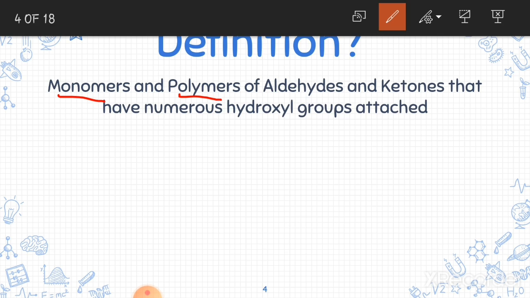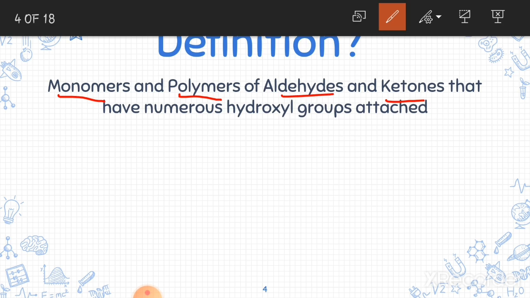So how are the polymers formed? These polymers are formed from repeating units. And what are those units called? Those units are called monomers. So carbohydrates are the monomers and polymers of what kind of substances? They may be aldehydes or they may be ketones.